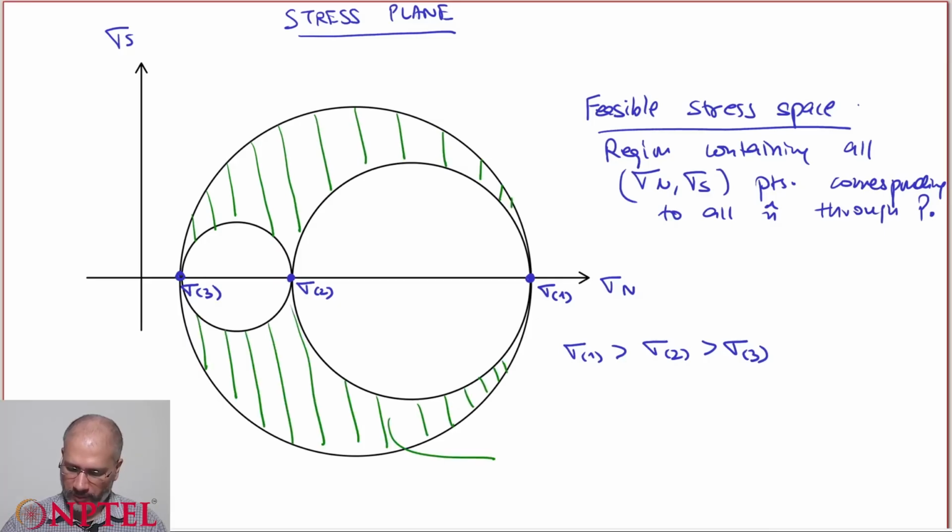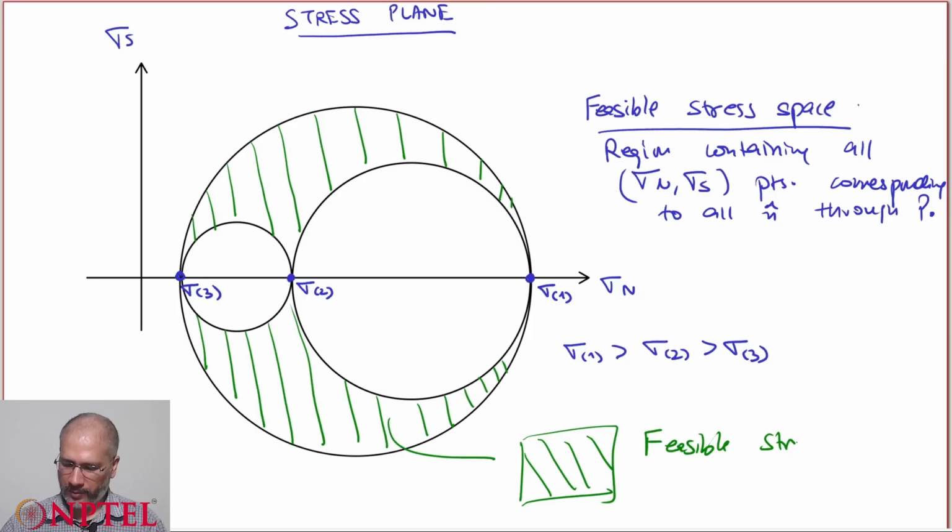So this green region, which is the shaded region, is called the feasible stress space or the feasible stress region. Now from this visualization, we can very easily identify the maximum value of sigma n, because if you look at the feasible stress region, which is the green shaded region, you can see that this point is the maximum value for sigma n, so that's sigma n max.